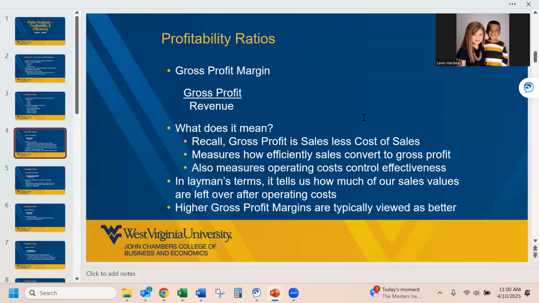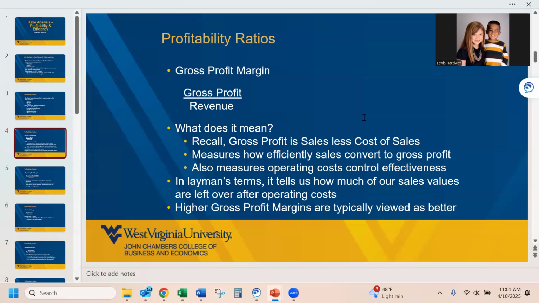So if the gross profit is getting bigger, then either sales are getting bigger and cost of sales are staying the same, or sales are staying the same and cost of sales is going down. Either way, the gross profit is increasing. The only way for it to increase is for revenue to go up or for cost of sales to go down. And we generally want to see higher gross profit margins, because we would consider that to be good.